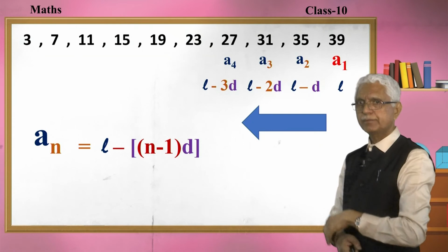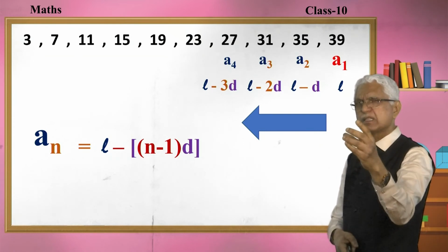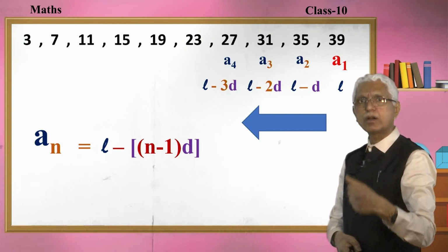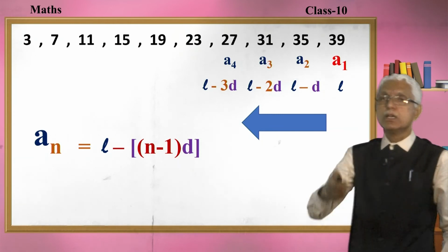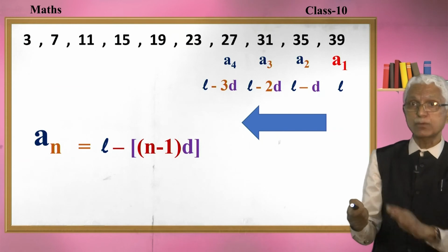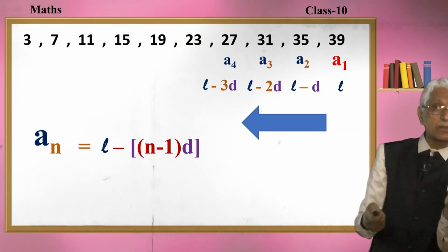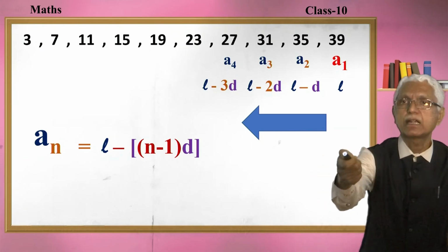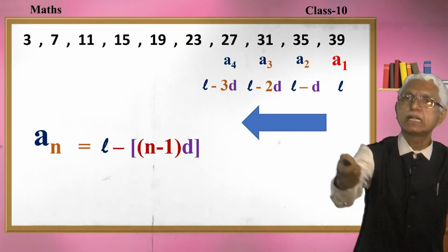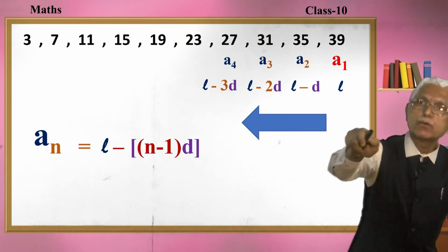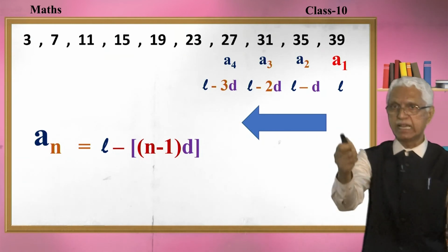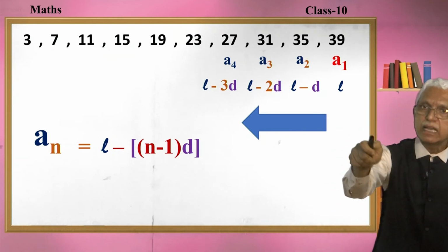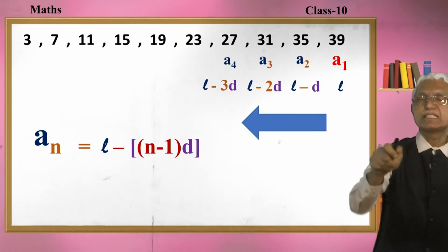Can anyone tell me? 3, 7, 11. Sir, 7 minus 3 is 4. Difference is 4. Sir, 19 minus 15, difference is 4. Yes, common difference is 4. So, 39 is the last term. What is the preceding term? L minus d. 39 minus 4, 35. 35 minus 4, 31. 31 minus 4, 27. So, you go on subtracting the difference. L minus d, L minus 2d, L minus 3d.